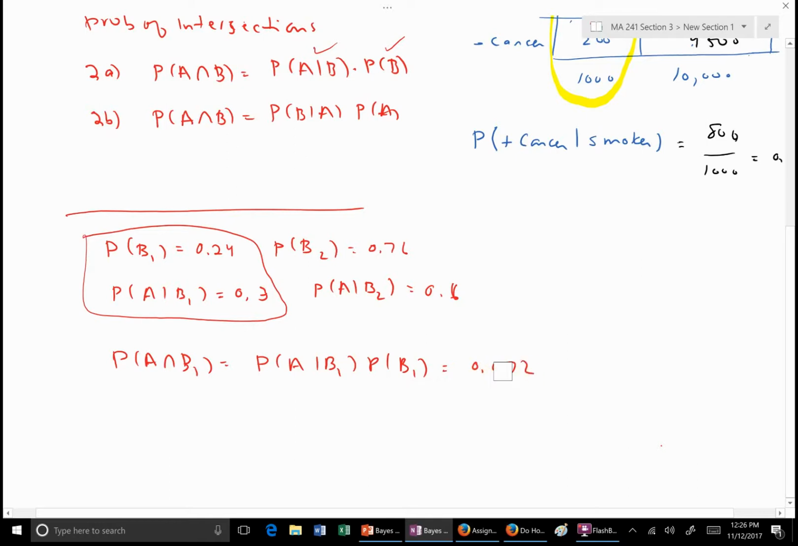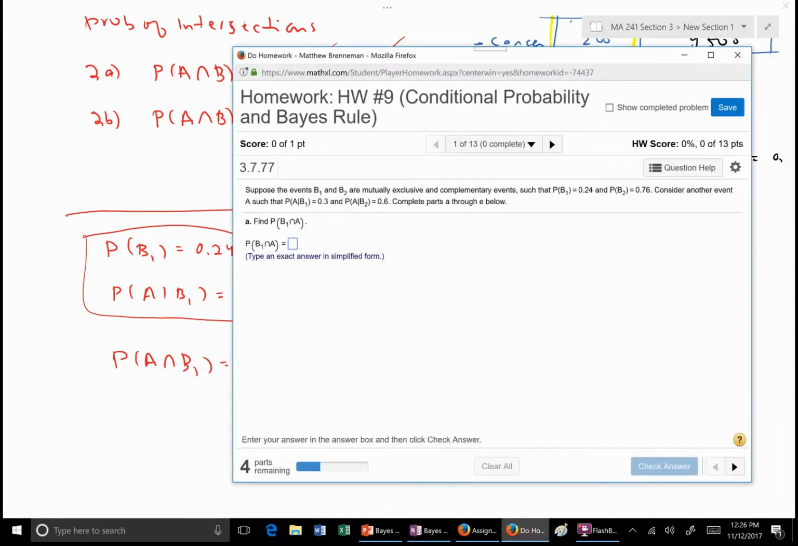Okay. This is just going to be 0.24, right? That's this number here. 0.24 times 0.3. Okay. And when you do that, you'll get 0.072. That's your final answer. Okay.